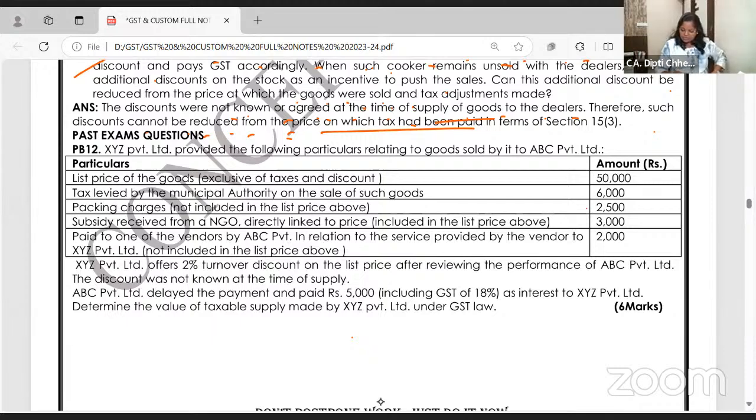Here they are making one assumption also for the interest. I'll tell you, we will solve this in the notebook. XYZ Limited provides the following particulars. List price exclusive of taxes and discount. This is not 180, no? This is excluding taxes and discount. So municipal tax is there. Of course, municipal tax is a part of transaction value. Packing charges not included above, so add them. Subsidy received from the NGO is included in the list price. But subsidy is not to be allowed? No, it is by an NGO. So what will we do? Minus.